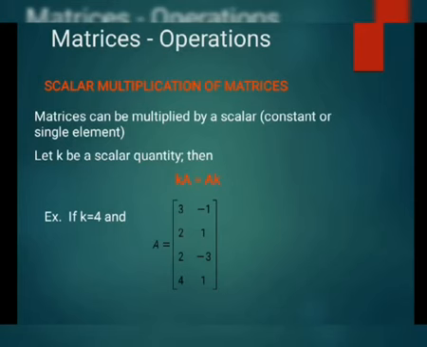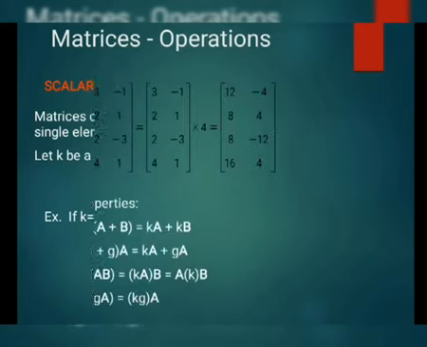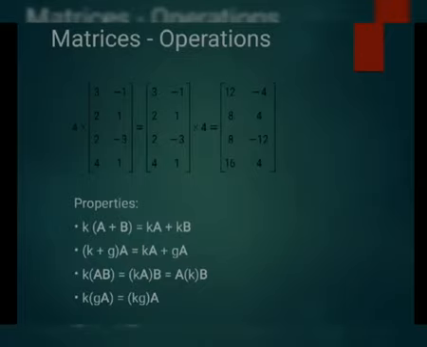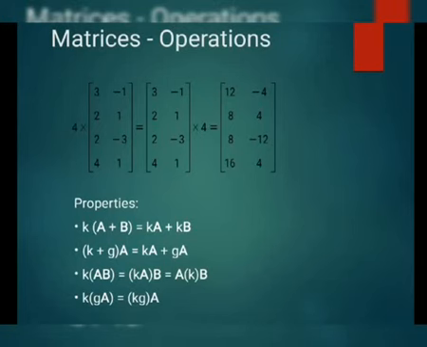Now we have certain properties for scalar multiplication. The first is the scalar multiplied by the addition of two matrices. So we can write the scalar multiplied with the first matrix and the scalar multiplied with the second matrix, and within the result we have a positive sign. Next is the same, just the order is changed.